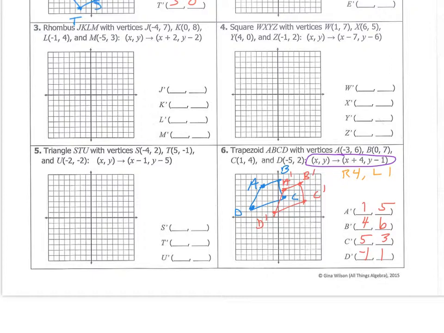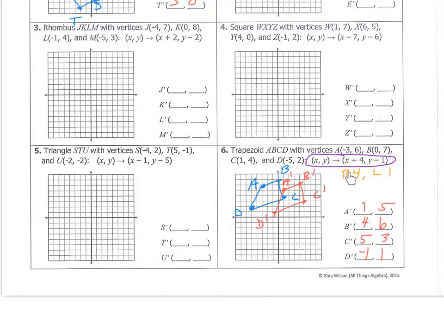All right, so check your work with what's up here. How did you do? Your ordered pairs for A prime are 1, 5, B prime 4, 6, C prime 5, 3, and D prime negative 1, 1. You should note that when you translate figures, the size and shape of the image does not change. So it doesn't get bigger, smaller, it doesn't get distorted, it's rigid, it should remain the same.